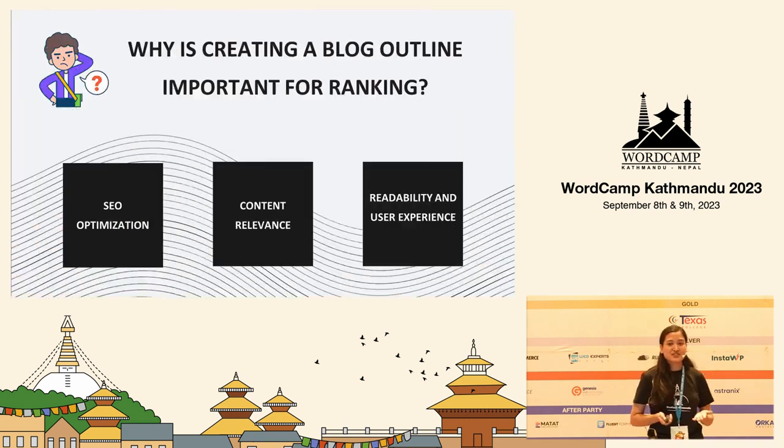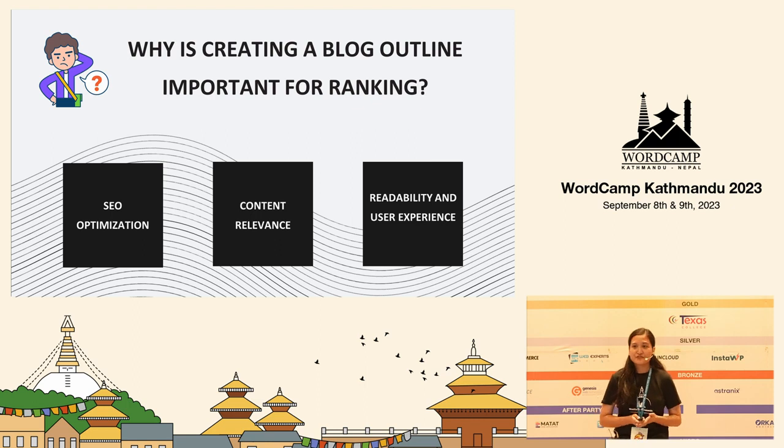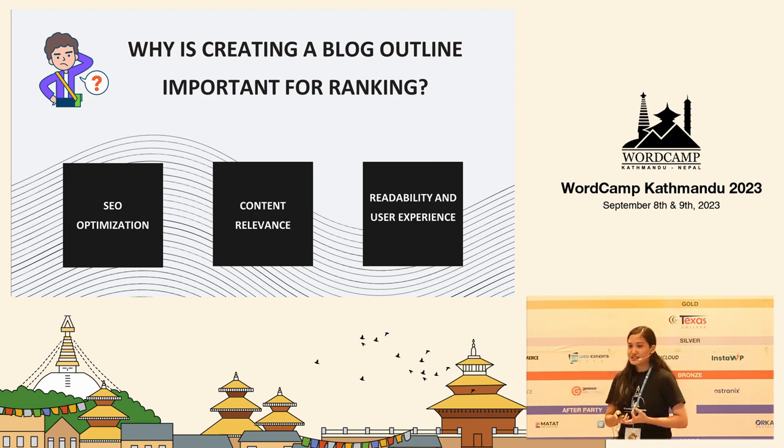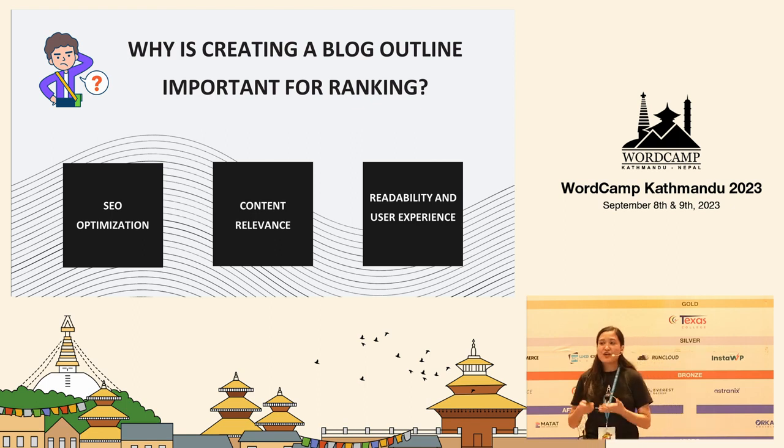Now, you may be wondering why is creating a blog outline important for ranking? First of all, as I said before, a blog outline is a structured plan for your blog post, and this structured plan is derived after a careful analysis of the keywords, their search intent, and your competitors. Now, when you write your content based on that outline, then it's obvious that your article will start ranking.